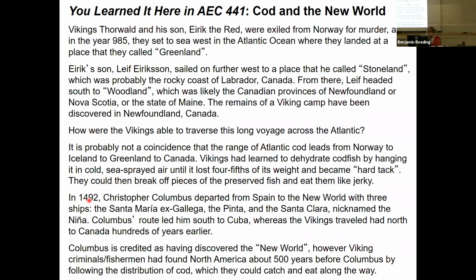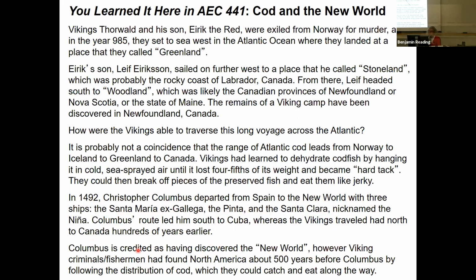So in 1492, Christopher Columbus departed from Spain to the New World with his 3 ships, Santa Maria ex Gallega, the Pinta, and then the Santa Clara, nicknamed the Nina. And Columbus's route then led him south to Cuba, whereas the Vikings had traveled north to Canada. And as a matter of fact, they got to North America hundreds of years before Columbus did. So Columbus is credited as having discovered the New World.